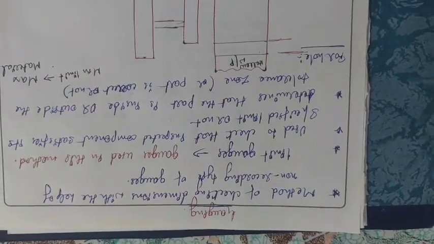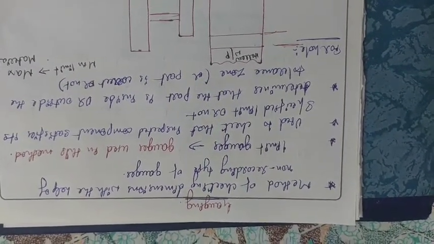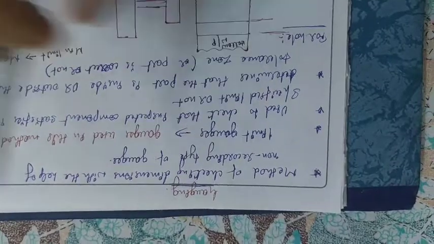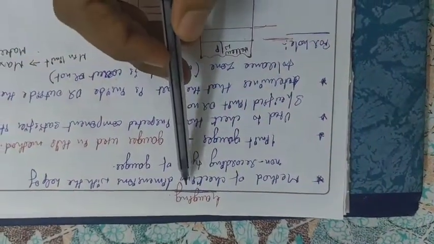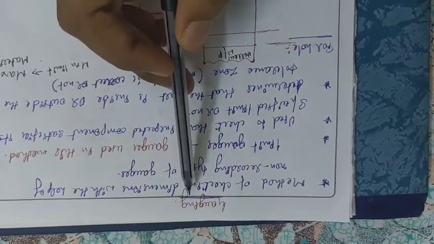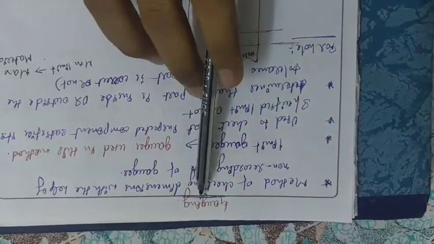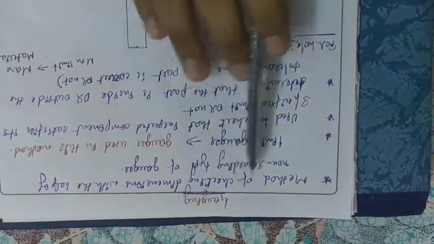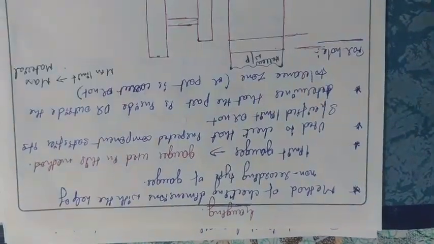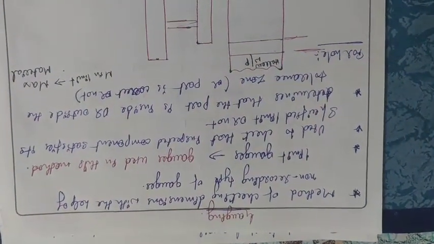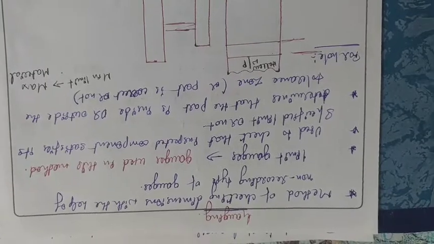Okay, in this video we will explain the concept of gauging. This one is the last topic in this chapter number 1, module number 2. Initially I will explain what is meant by gauging. Gauging is a method of checking dimensions with the help of non-recording type of gauges.